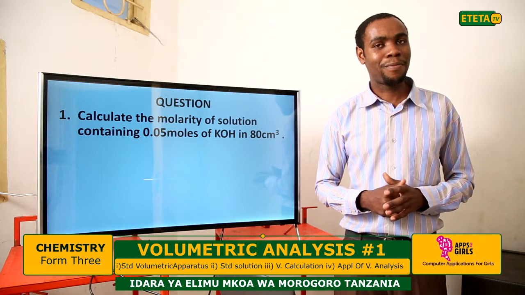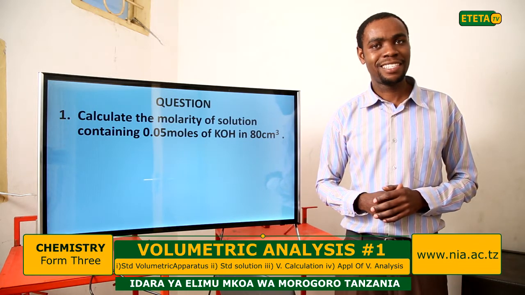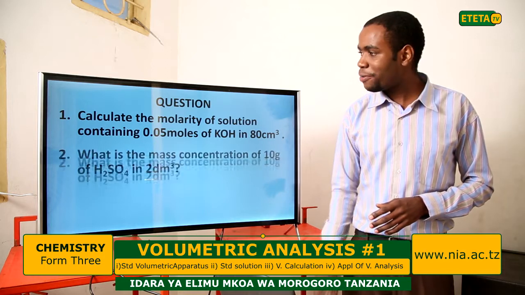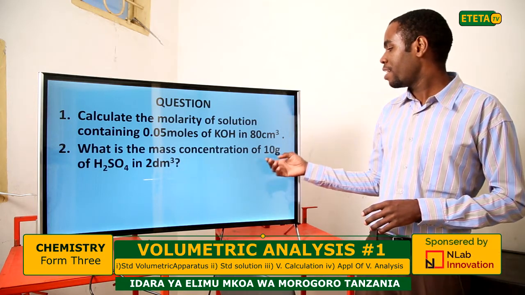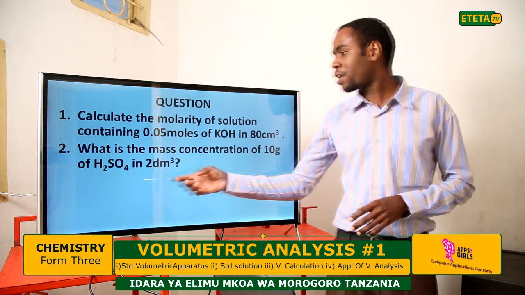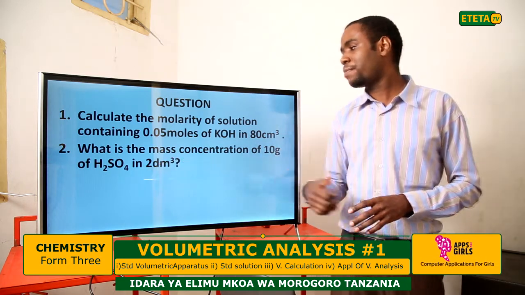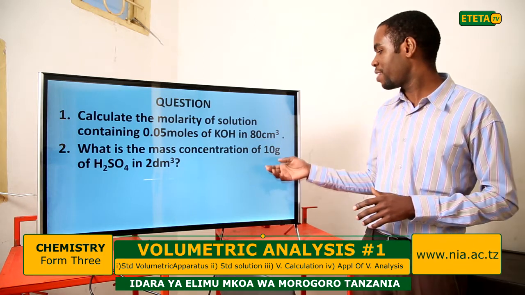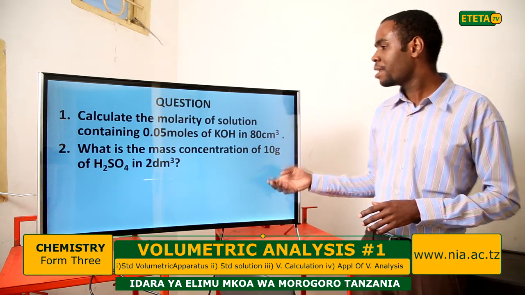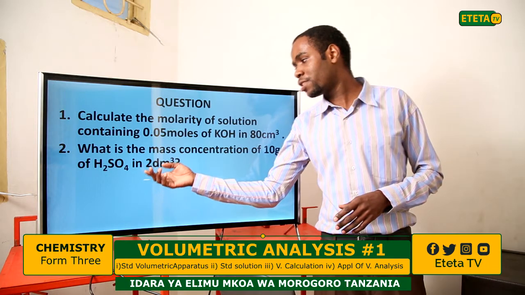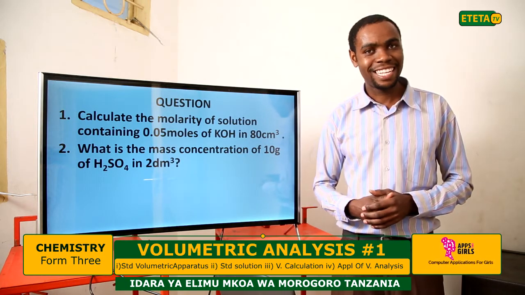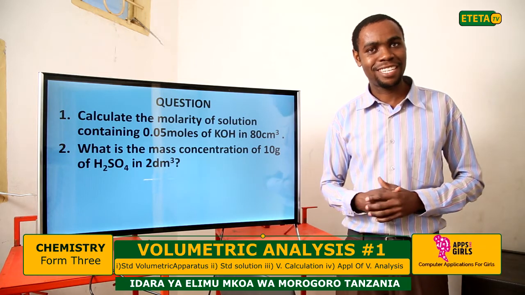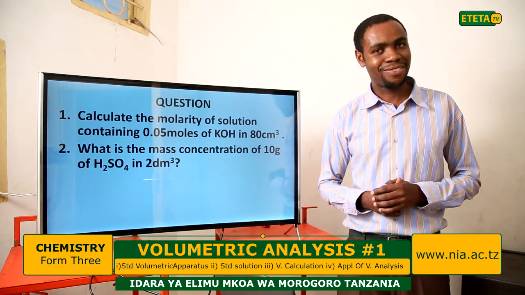Now, it's my hope that you can do it. Another question says, what is the mass concentration of 10 gram of sulfuric acid in 2 decimeter cube? So here you have been given the mass, which is 10 gram, and you have been given the volume, which is 2 decimeter cube. What is required here is mass concentration. Students, it's my hope that you can answer this question. Now, you have to try to do it.